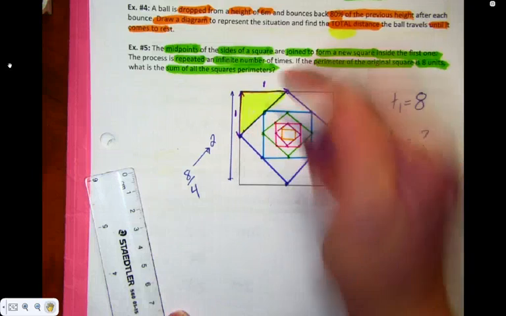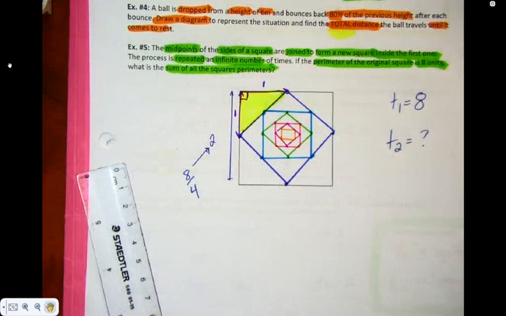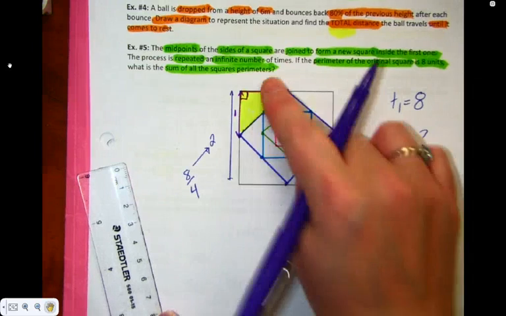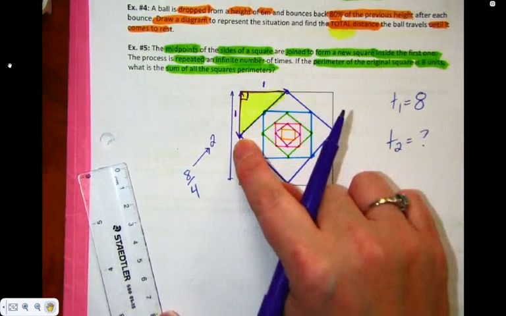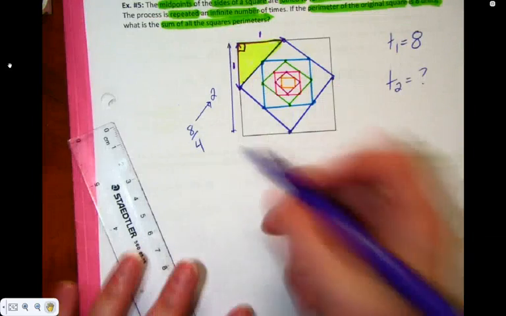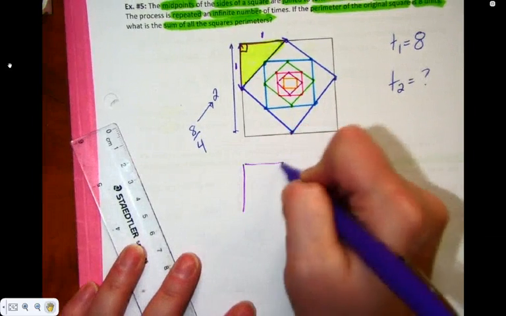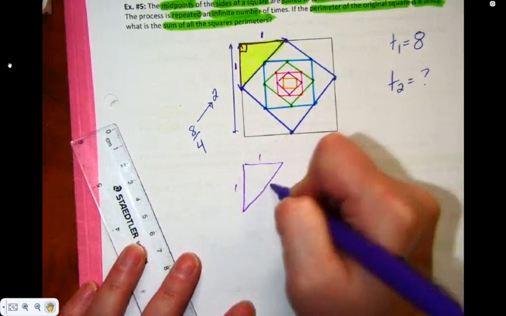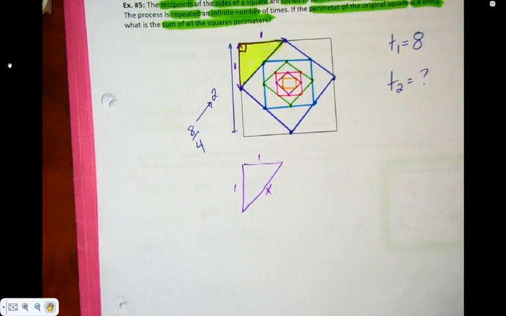This is a right angle triangle. How do I know that? Because it's a square. By definition, it has to have a 90-degree angle. I can use this triangle to find the length of side of the second square. So I'm just going to redraw that triangle for visual people. I have 1 and I have 1, and I don't know that side right there.